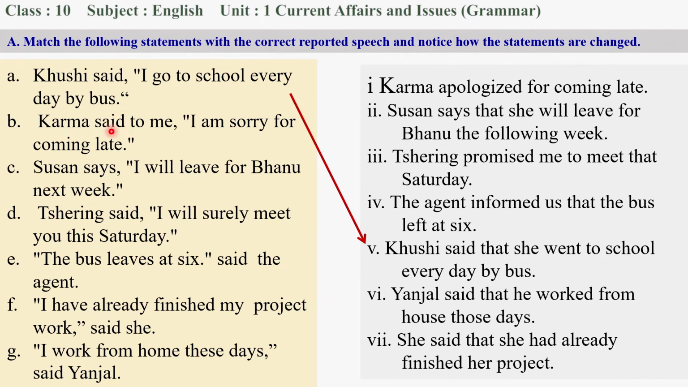Next, Karma said to me, I'm sorry for coming late. Where is Karma? Here. I'm sorry is asking for sorry, that is apologizing. That's why we use apologized over here. Instead of said that or told, we used apologized for coming late. There is no change of tense as well.